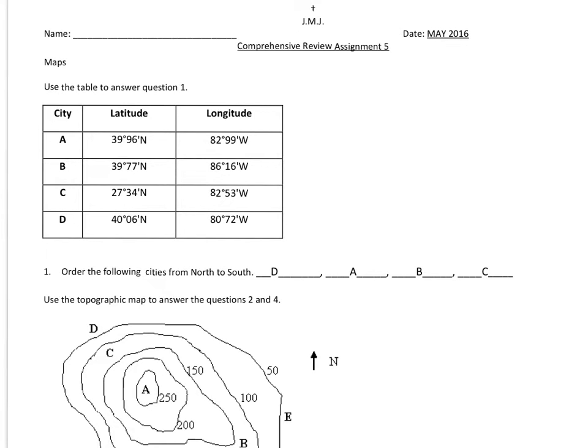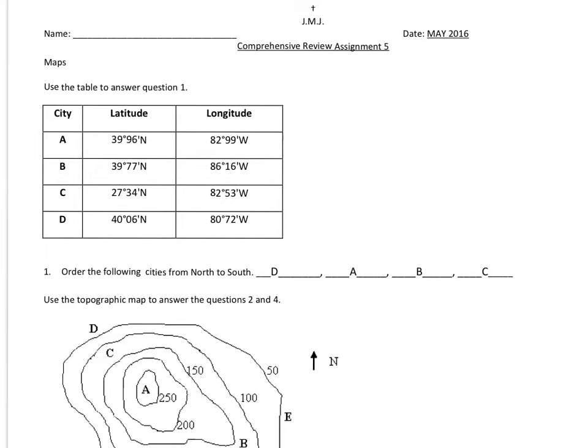Comprehensive Review Assignment 5. This review will focus a lot on topography, which will be important when it comes to the comprehensive exam. Okay, let's begin with a little latitude and longitude. Remember that latitude are lines that are parallel to the equator, and we're going to have 90 of them north of the equator and 90 of them south of the equator.